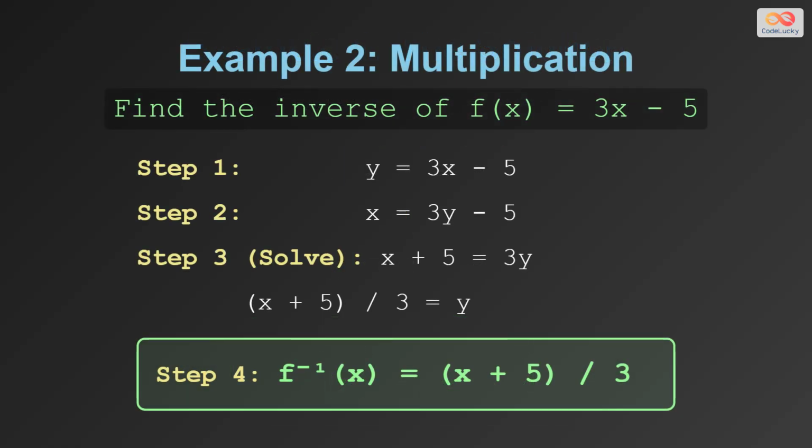Let's look at another example. F of x equals 3x minus 5. First, we write y equals 3x minus 5. Then we switch x and y to get x equals 3y minus 5. To solve for y, we first add 5 to both sides, giving us x plus 5 equals 3y. Finally, we divide both sides by 3. This gives us our inverse function. F inverse of x equals the quantity x plus 5, all divided by 3.